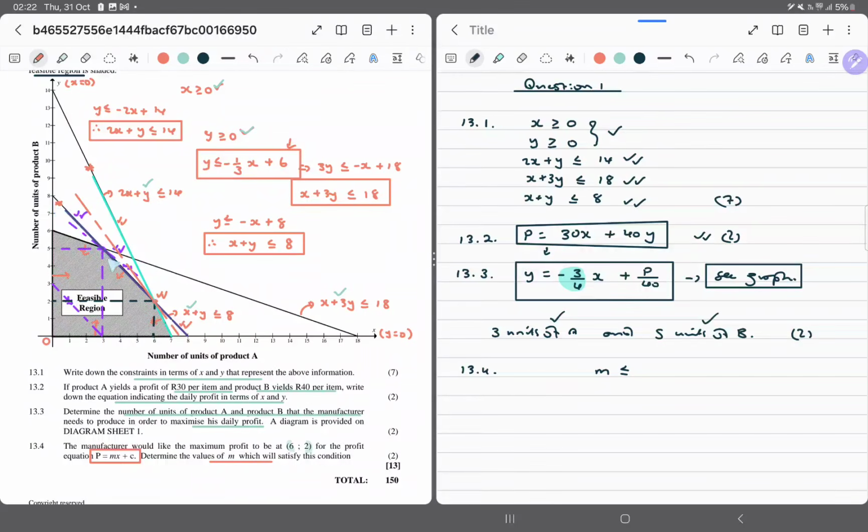Now what is the gradient of this line? This is minus 1. So this is minus 1. And then greater than or equal to this one, you can see the gradient came out as minus 2. So we can say minus 2. And that's it. We get those marks nicely.